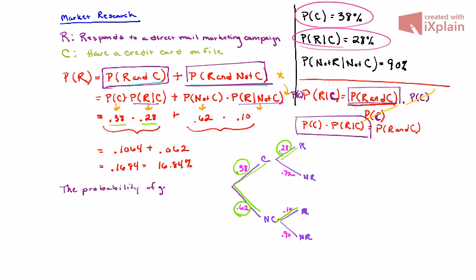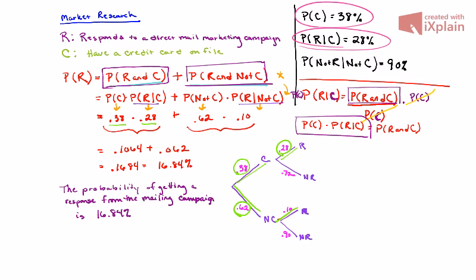of getting a response from the mailing campaign is 16.84%. So it doesn't seem like they're getting a very high response rate.